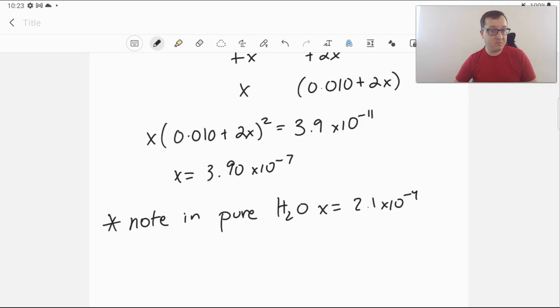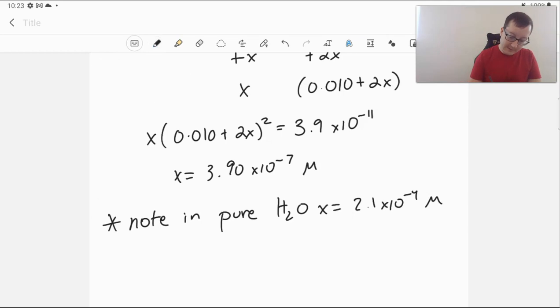While that may not seem very important, if we take a look at in pure water, the amount of calcium that would dissolve from calcium fluoride would be 2.1 times 10 to the negative 4 molar. And as we can see here, that's a 1,000-fold difference. Simply by the presence of a common ion, we have drastically reduced the solubility of our slightly soluble compound.